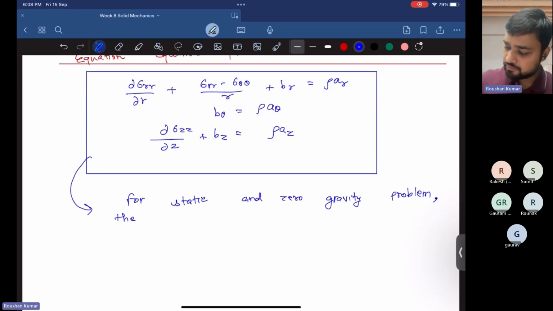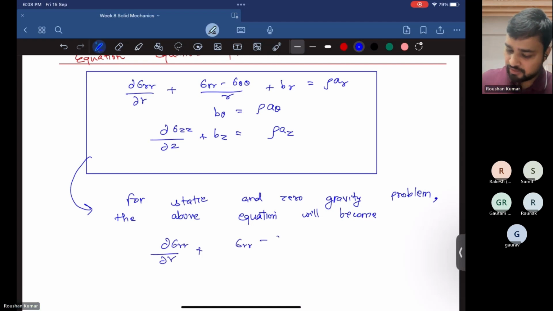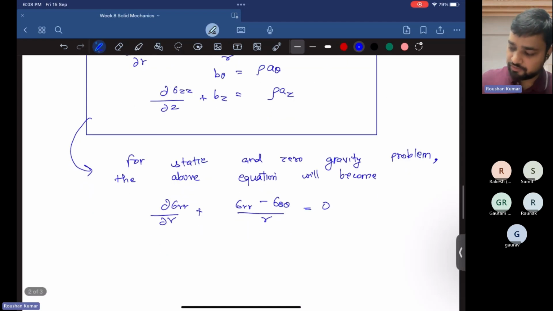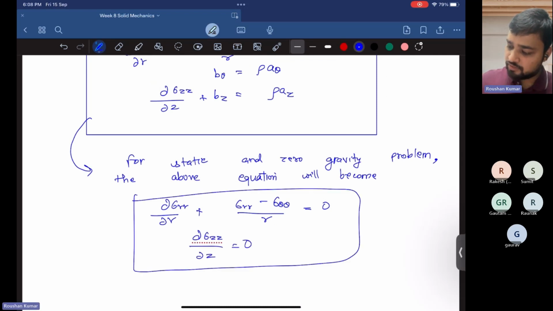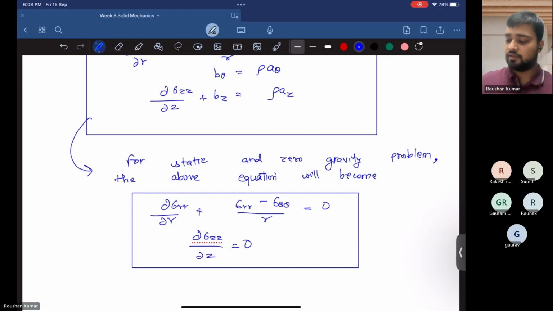The above equation will become the following equation, that is del sigma rr upon del r plus sigma rr minus sigma theta theta upon r equal to 0, and the second equation that only exists is del sigma zz upon del z equal to 0. So these two equations only will remain in the case of a static and zero gravity problem.